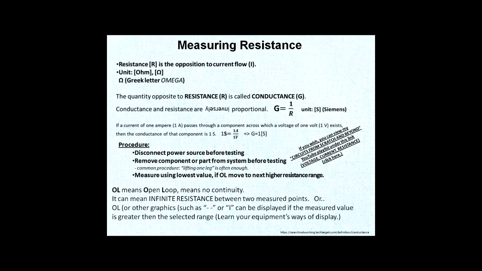So that's as far as the switching ranges, and we explained that already a few minutes ago. Open loop, over limit, overload, different people call it different ways, means no continuity in case of the ohm meter. It can mean infinite resistance between two measured points, or other graphics, such as two dots, two dashes, or something like one with a dot, can be displayed if the measured value is greater than the selected range. Learn your equipment's ways of displaying things.